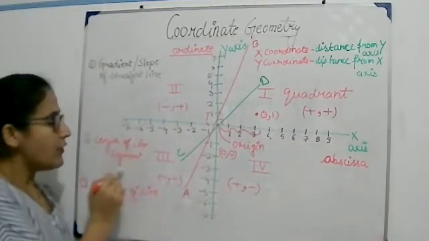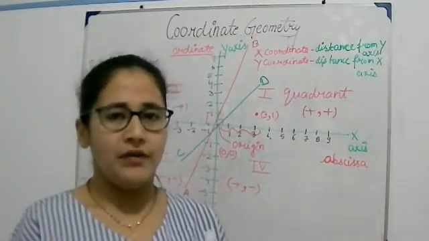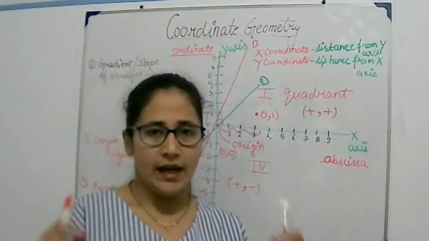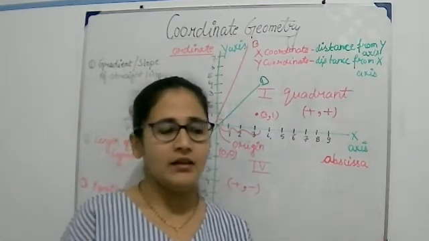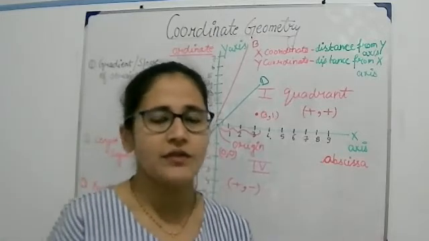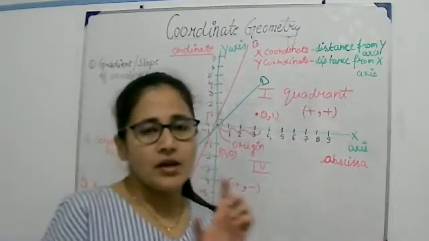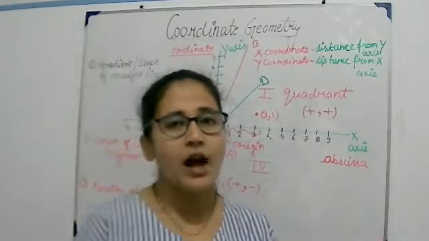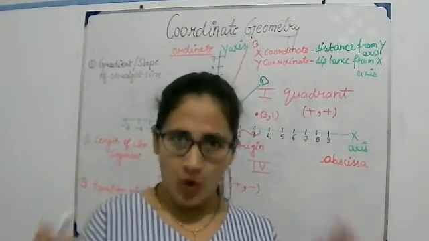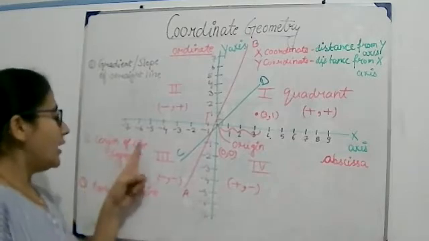Next is length of line segment. What is a line segment? A line segment is a part of a line which has two distinct end points. Because a line has no end points, we cannot measure the length of a line. But because a line segment has two distinct end points, we can find the length of a line segment.